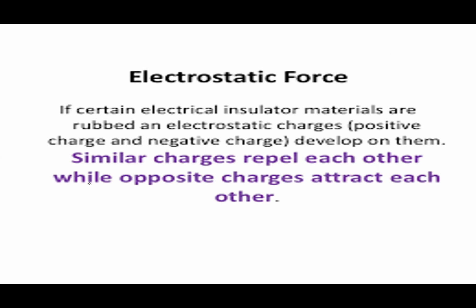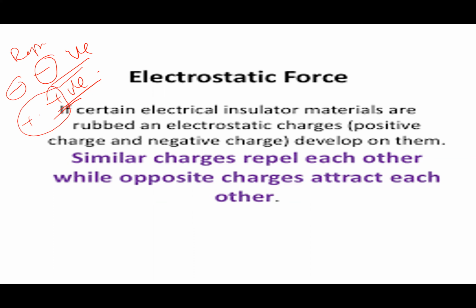Electrostatic force: if certain electrical insulator materials are rubbed, electrostatic charges, positive charge and negative charge, develop on them. Similar charges repel each other, while opposite charges attract each other. There are two types of charges: negative charge and positive charge. Negative charge will repel negative charge. There is a force of repulsion between these two charges. Negative, negative repel. Positive, positive repel each other. Negative and positive are opposite charges, so they will attract each other.